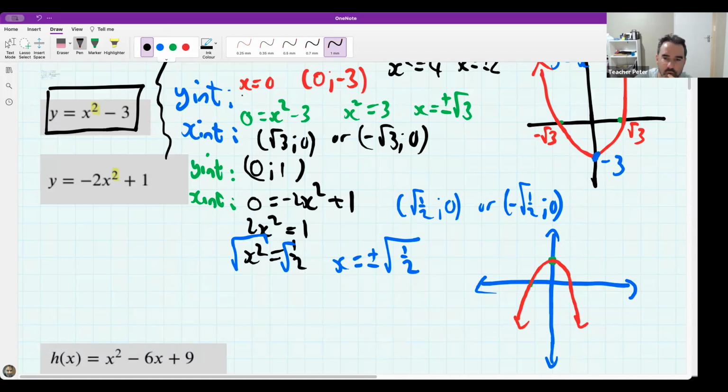And then I need to make sure I label the important values. So that's 1, that's minus square root of half. Sorry, that's plus. Plus. This is minus square root of half over here. And then the equation of the graph will just be y equals minus 2x squared plus 1. And so really what you need to draw a graph is you need the shape, you need the intercepts, and you need the turning point. But the turning point you get for free in these types of parabolas.